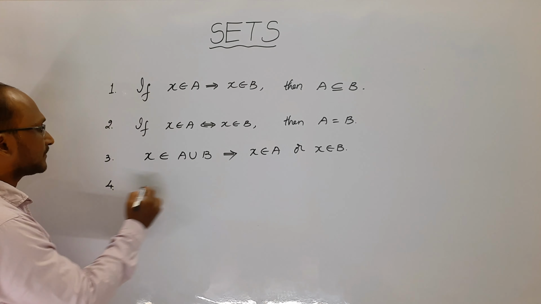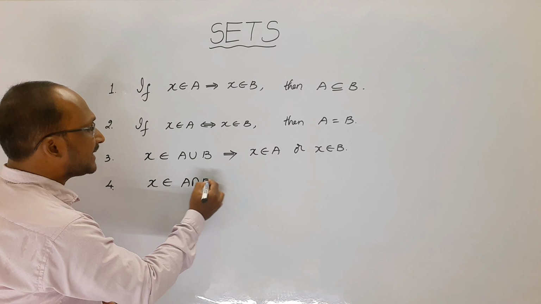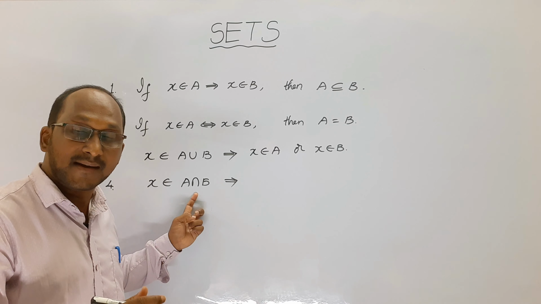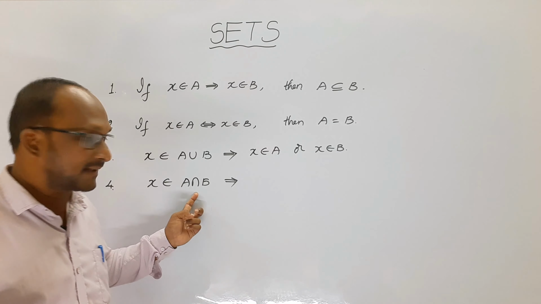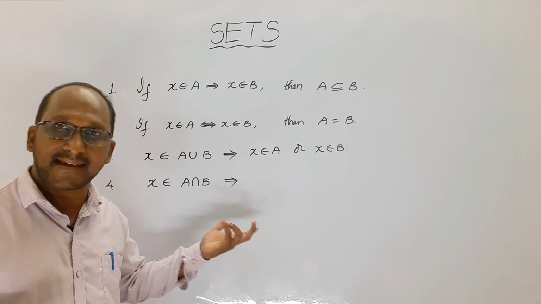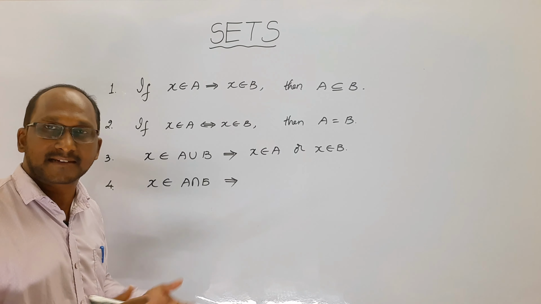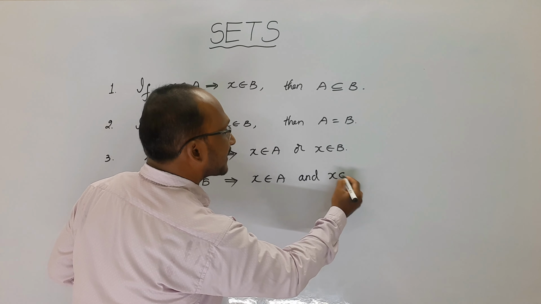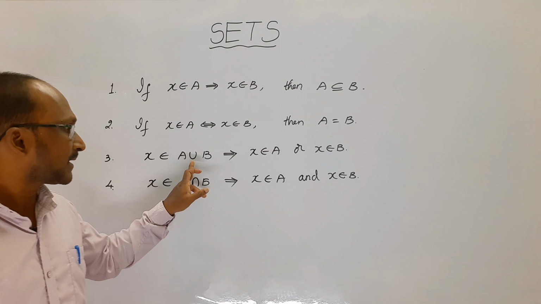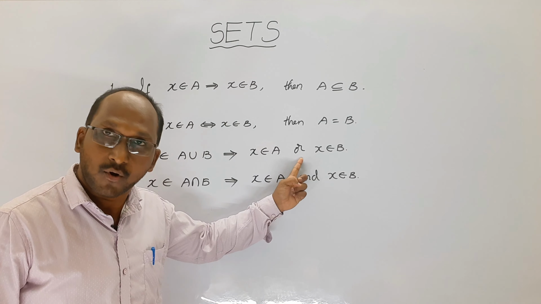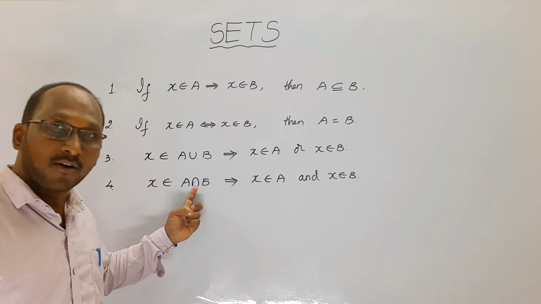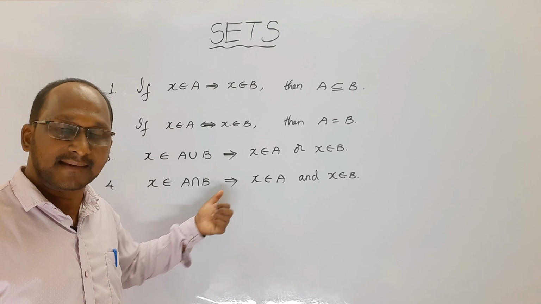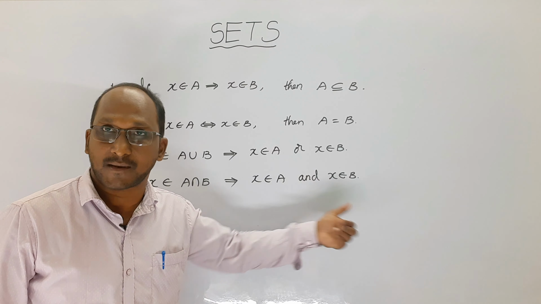Next, fourth one. x belongs to A intersection B. Intersection means this is the set of the elements which are common to both the sets A and B. That's why x is a common element for the sets A and B. That's why x belongs to A intersection B means x belongs to A and x belongs to B. So here you can observe, for the union we have to take the connective OR, and for the operation intersection we have to use the connective AND. So x belongs to A intersection B is nothing but x belongs to A and also x belongs to B.